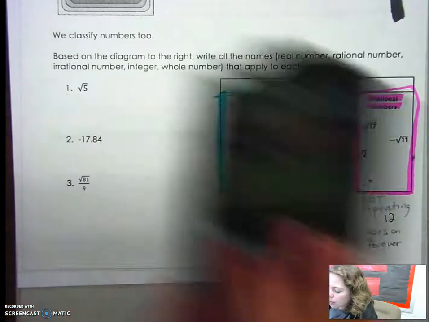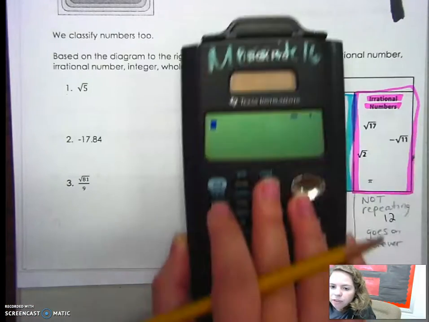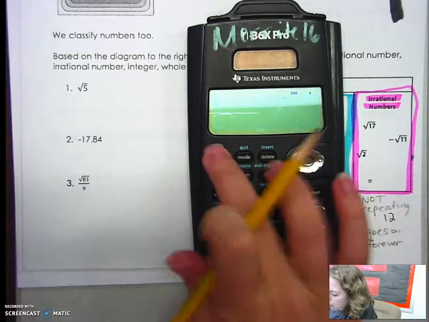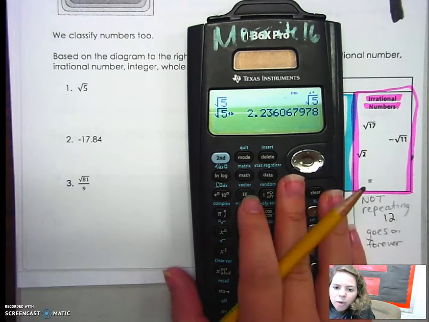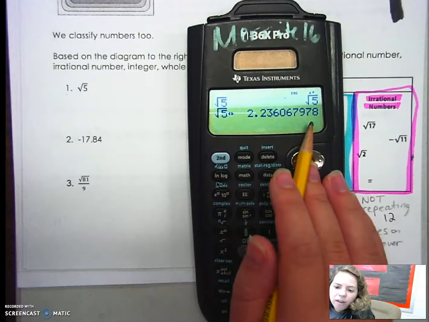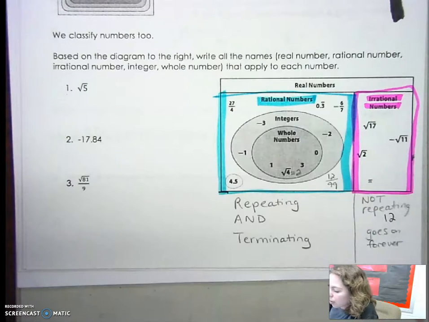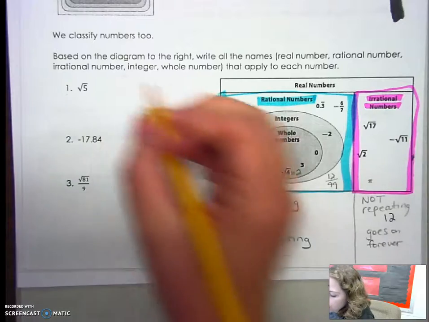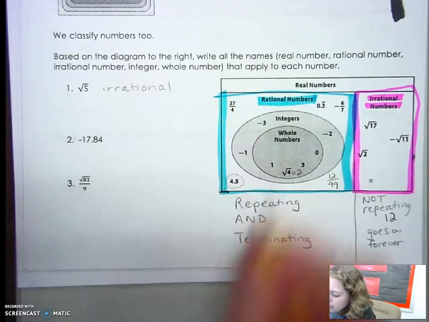So when I look at these examples for number 1, number 2, and number 3, number 1 we have the square root of 5. If you couldn't remember if that was a perfect square or not, sticking it in your calculator wouldn't be the end of the world. Notice that one looks like it's going on forever without any kind of pattern or repeating. So that would be irrational. Again, it's going on forever, but it's not repeating.